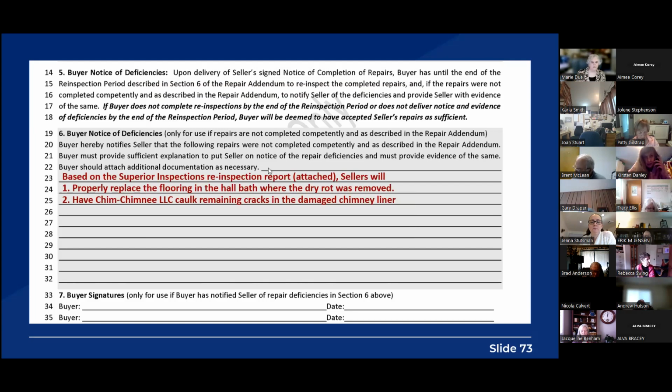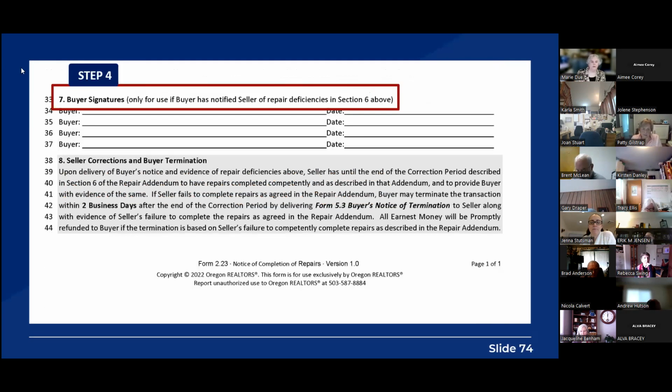So based on superior inspections, re-inspections, sellers will properly replace the flooring in the hall bath where the dry rot was removed, and then have chimney caulk remaining cracks in the chimney liner. Obviously those weren't done, so that's now being done. So it also says buyer signatures for use if the buyer has notified seller of repair deficiencies. If they aren't, there isn't anything, they don't have to sign.